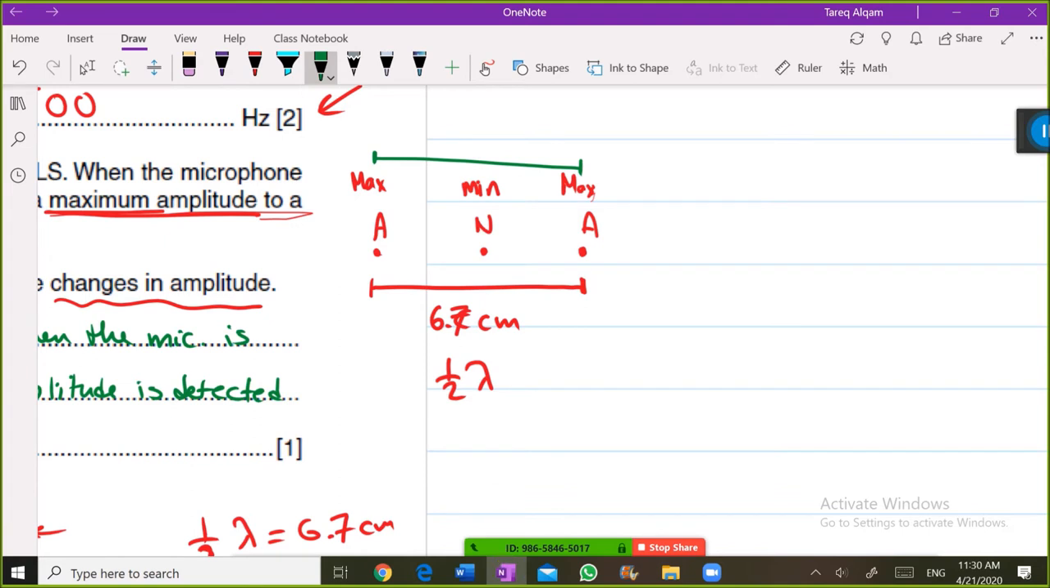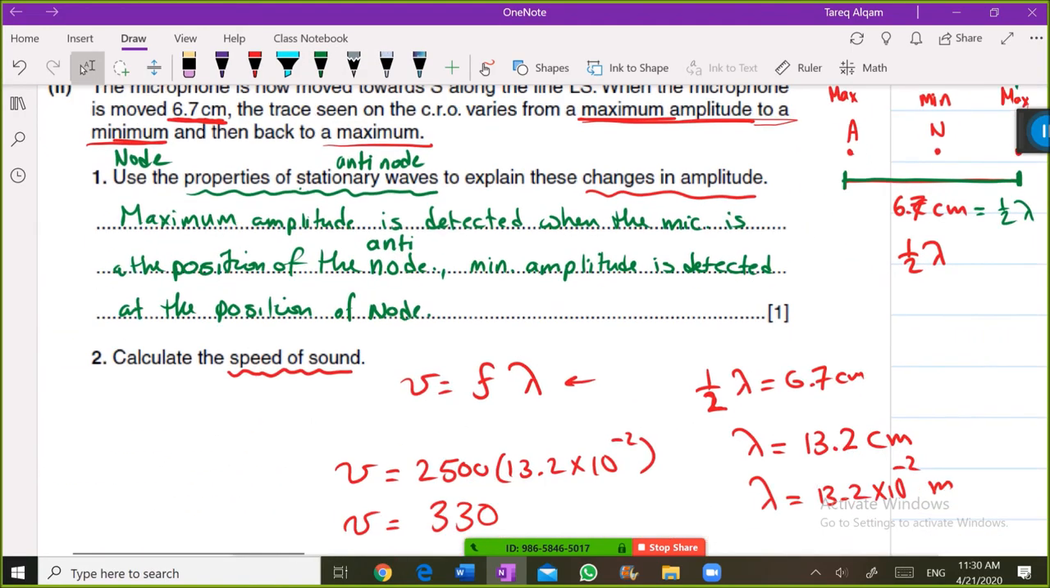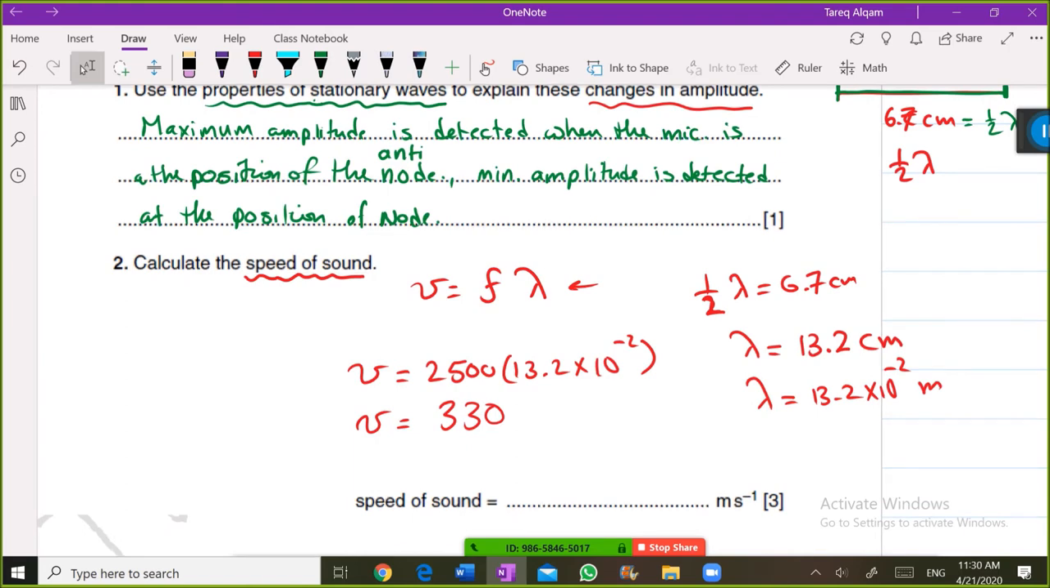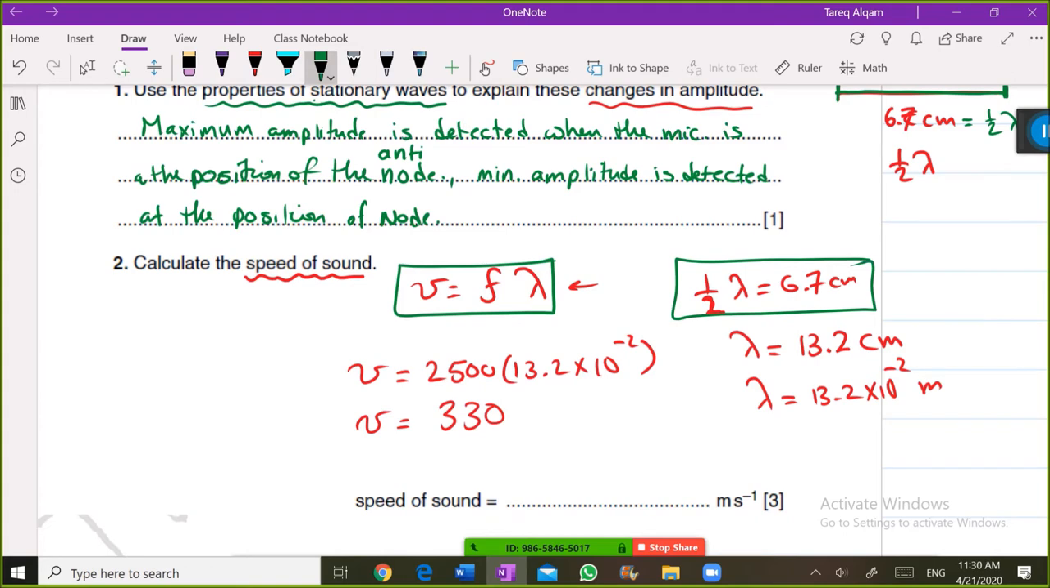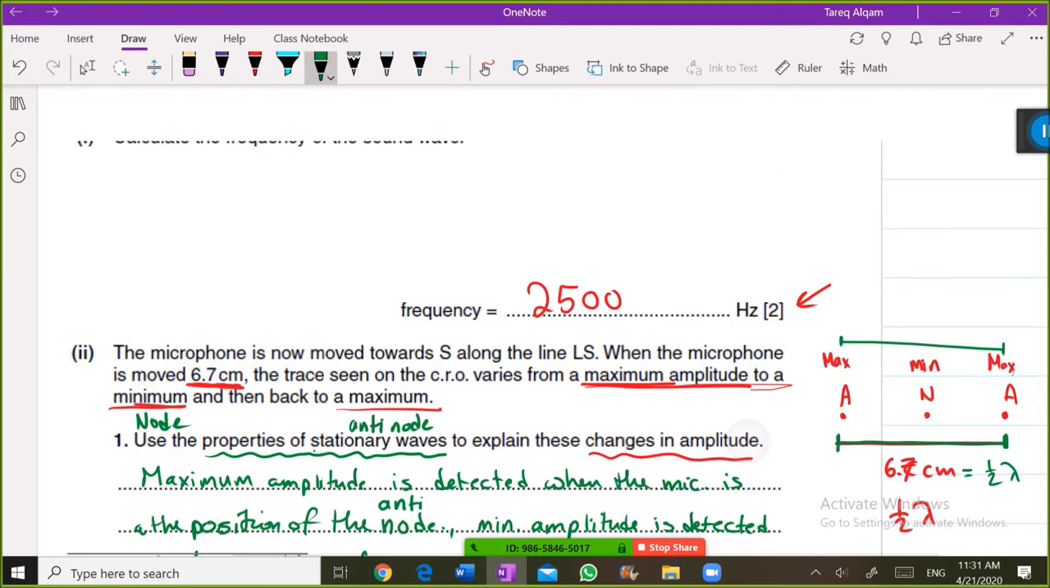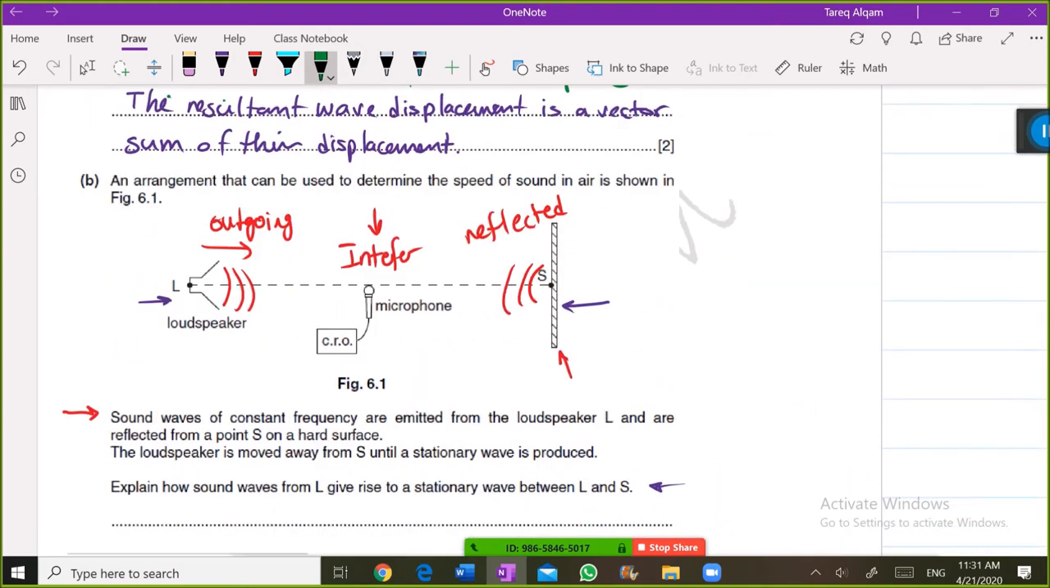Actually, we are given a distance between two successive antinodes. This distance 6.7, it's half lambda, right? Because the distance between two successive antinodes is half lambda. Guys, as you mentioned before, before doing any calculation, I have to determine the positions of antinodes and nodes. So to find the speed, I have to multiply frequency by the wavelength. The half of the wavelength is 6.7, so the wavelength is 13.4. I have to convert it to meters. Then I multiply the frequency that I got in the previous part of this question with the wavelength. I would get that the speed is 330. This is how we can use standing waves to measure the speed of sound.